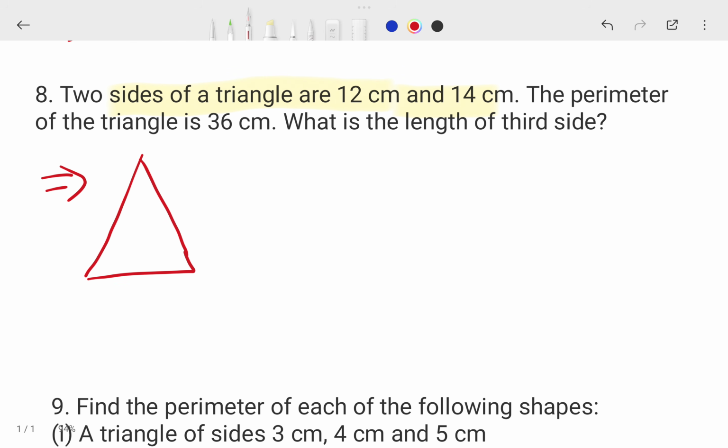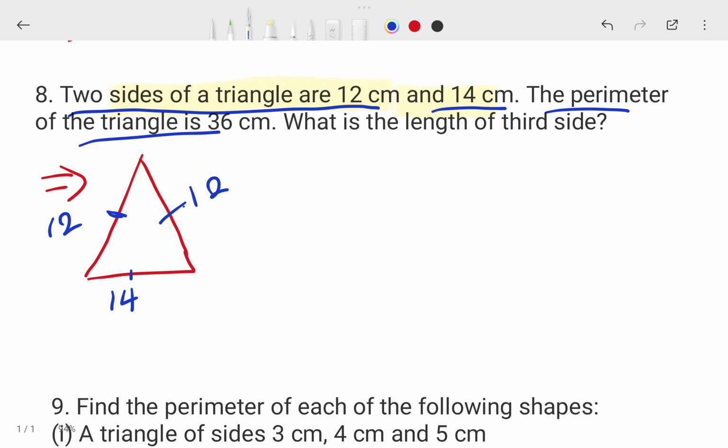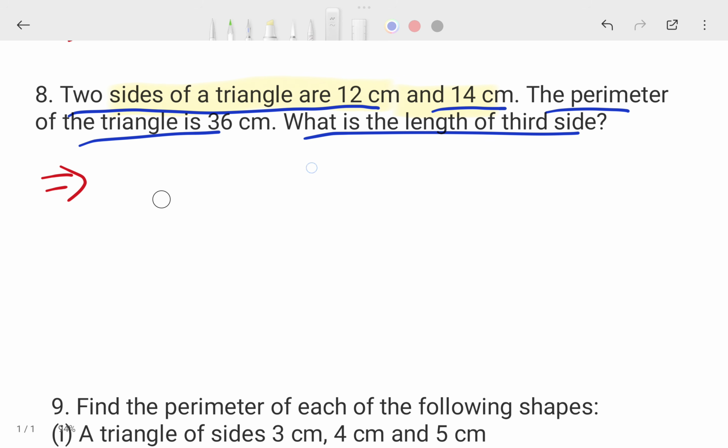Two sides of the triangle are 12, let's suppose this and this are the two sides. This is 12, this is 12, and the third side is going to be 14 centimeter. Now the perimeter of the triangle is 36. What is the length of the third side? I'm sorry for that.